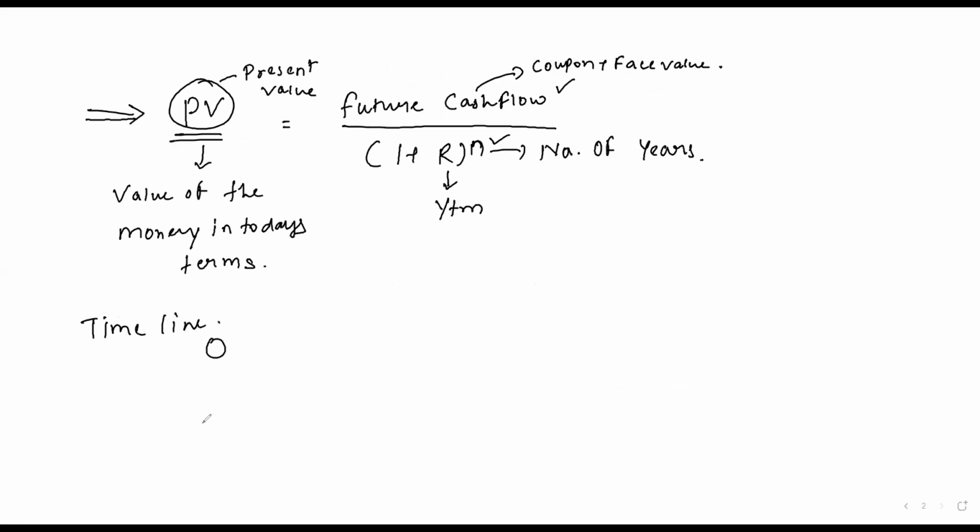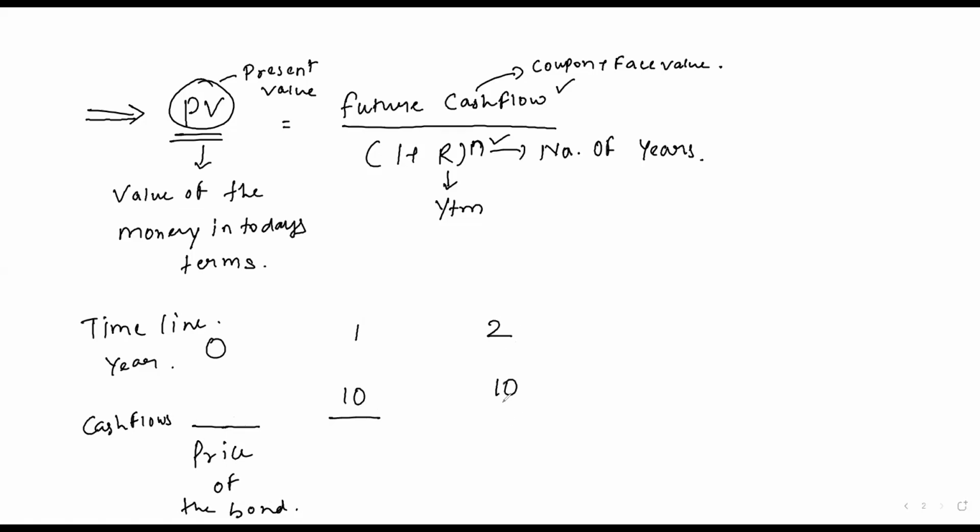In year 0, this is your year, and these are your cash flows. In year 0, you will have to pay the price of the bond. And what are you going to receive in future? In year 1, you will be receiving 10 rupees. In year 2, you will be receiving 10 rupees. And in year 3, you will be receiving 10 plus 100, that is 110 rupees.